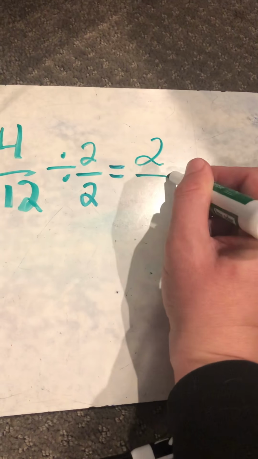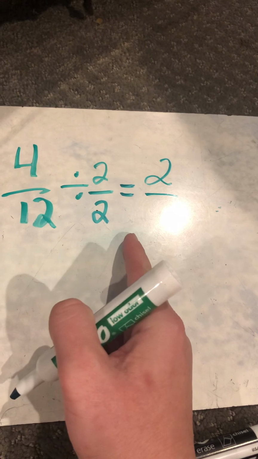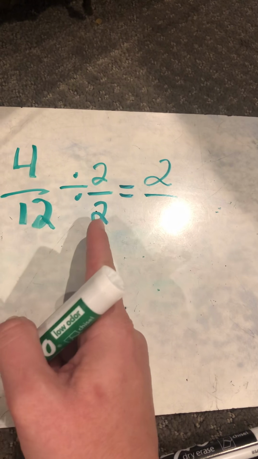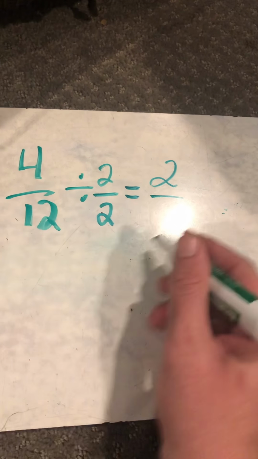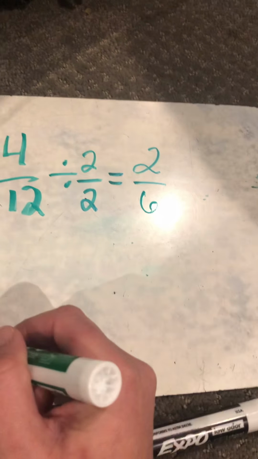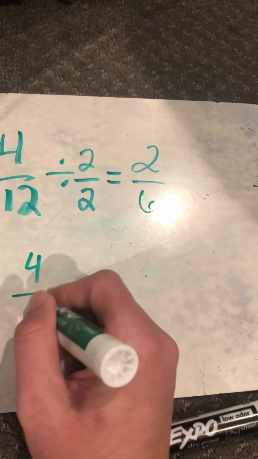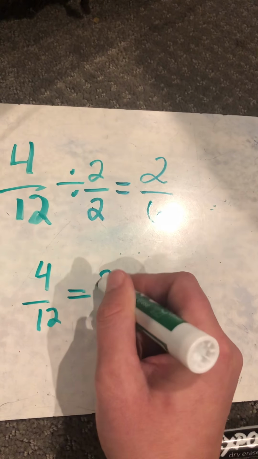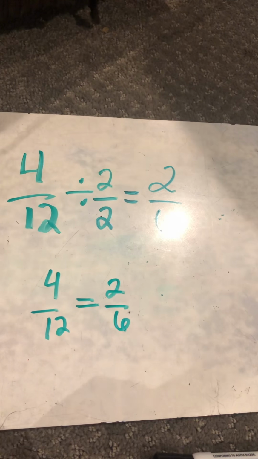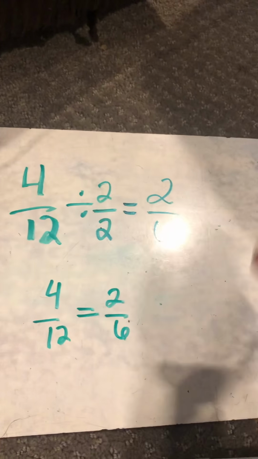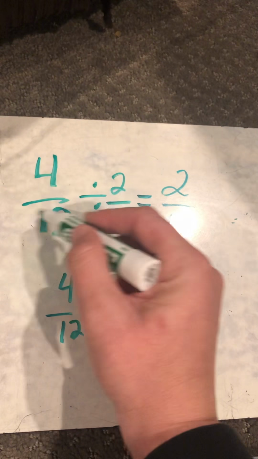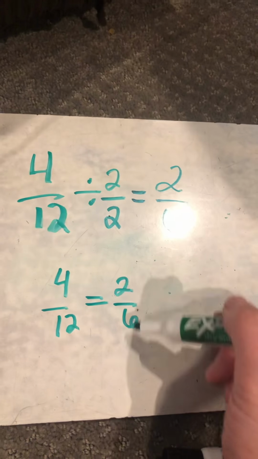I got to draw my line. 12 divided by 2. Well, 2 can go into 12 6 times. So 4/12 is an equivalent fraction of 2/6. Okay, division's, remember, the opposite of multiplication. So instead of making this original fraction bigger, you're going to make it smaller.